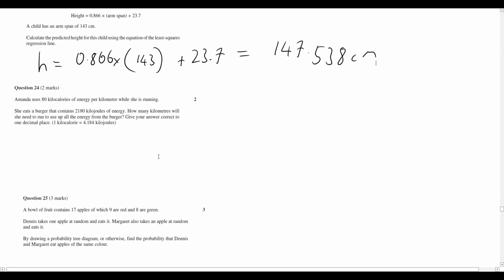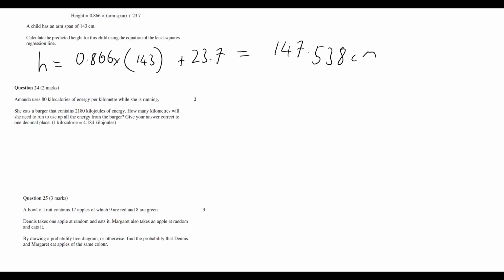Question 24. Amanda uses 80 kilocalories of energy per kilometer while she is running. She eats a burger that contains 2,180 kilojoules of energy. How many kilometers will she need to run to use up all the energy from the burger? Give your answer correct to 1 decimal place. And we know that 1 kilocalorie equals 4.184 kilojoules.